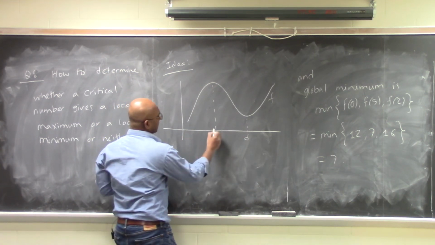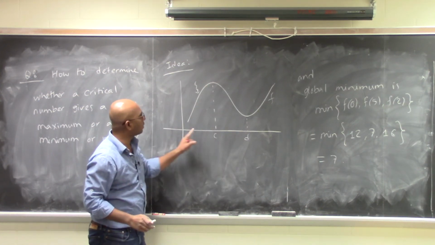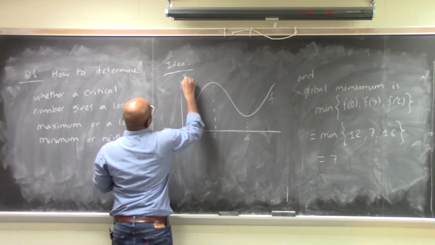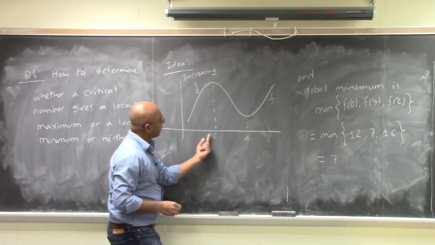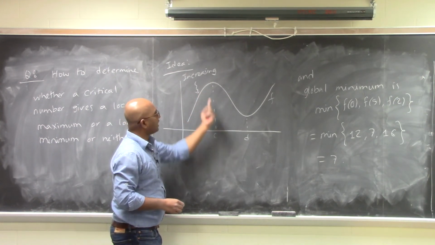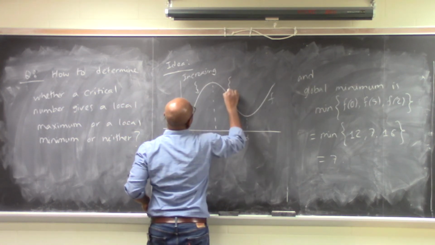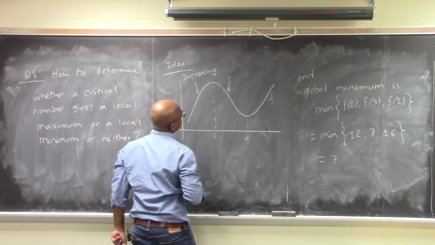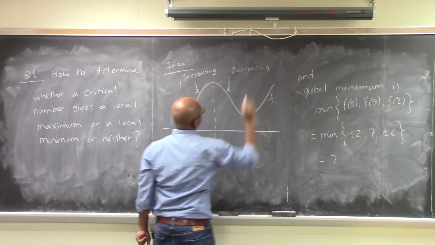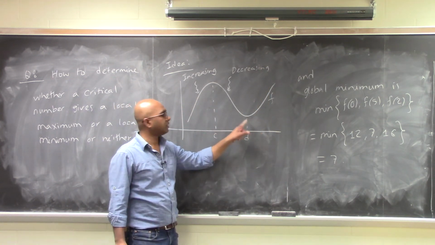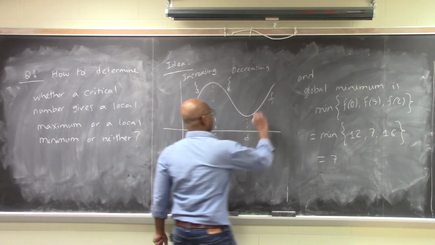Now notice on the left side of C, this function is increasing, right? As you are giving bigger inputs, you are getting bigger outputs. So on this part, this is increasing. And after it hits that f of C, it starts to decrease, right? Otherwise, it will not be a local maximum. So this is decreasing. And at D, on the left side of D, it is decreasing, and after D, it is increasing.